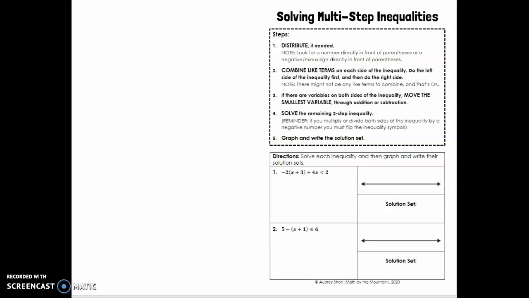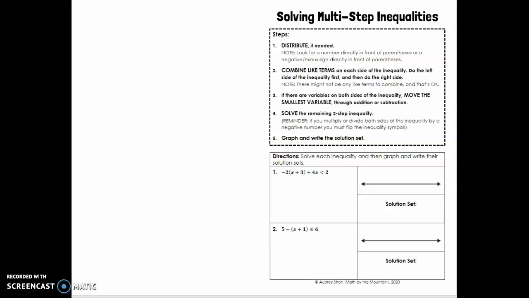After you distribute, step 2, you're going to combine like terms on each side of the inequality. That also works for equations as well. You want to do the left side of the inequality first, and then do the right side. If you have more than one variable term on the left, you can combine them. If you have more than one number term on the left, you can combine them. So you're adding them or subtracting them just as they are. Then you'd repeat on the right side. There are times where there may not be any like terms to combine, and that's okay. But you need to check.